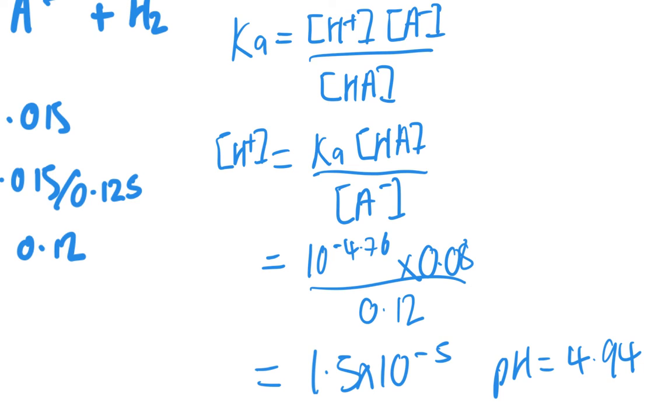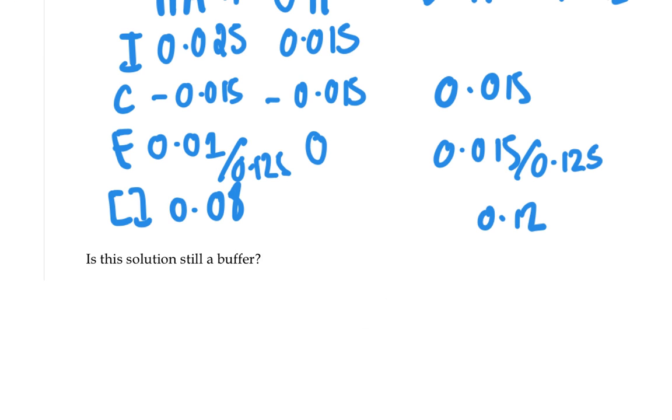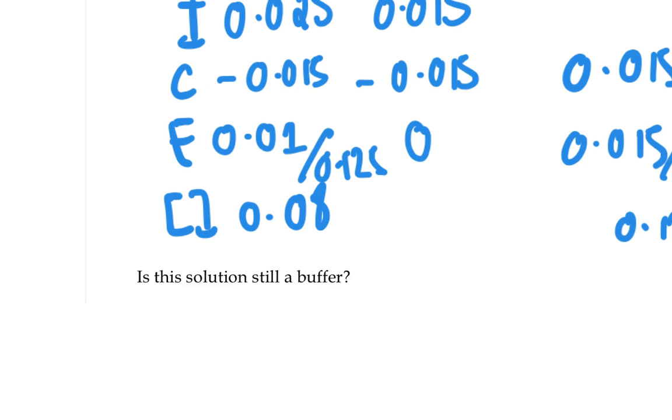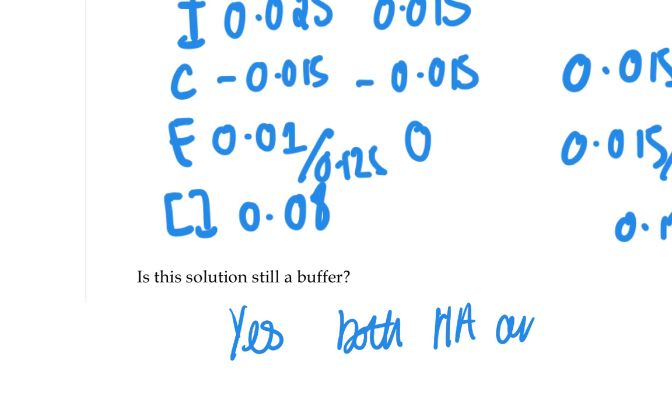Which makes sense for something that's got a fair chunk of weak acid in it. It's not too high, but it's still below 7. Now, the question I've posed to you is: is this solution a buffer? And the answer is yes. Yes, it's a buffer, and that's because it contains both HA in the form of CH3COOH, ethanoic acid, and it also contains A minus, CH3COO minus. So both HA and A minus are present.